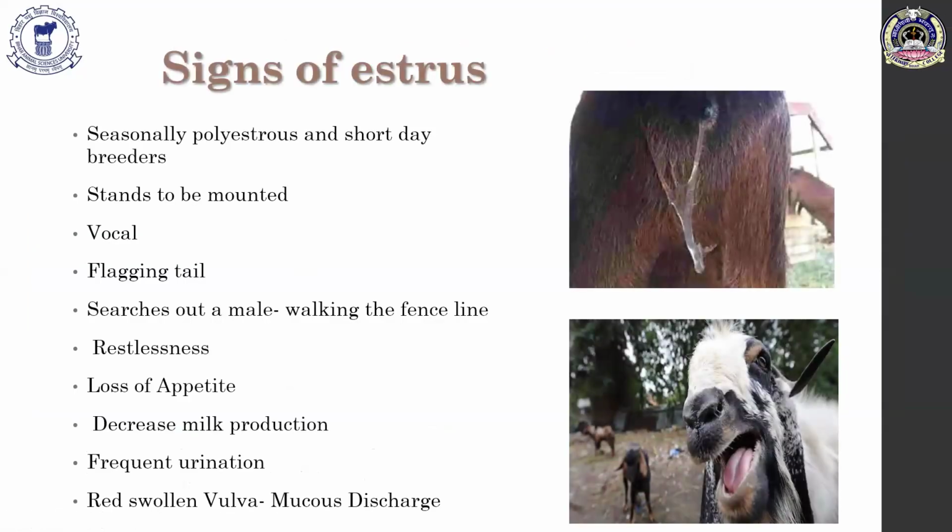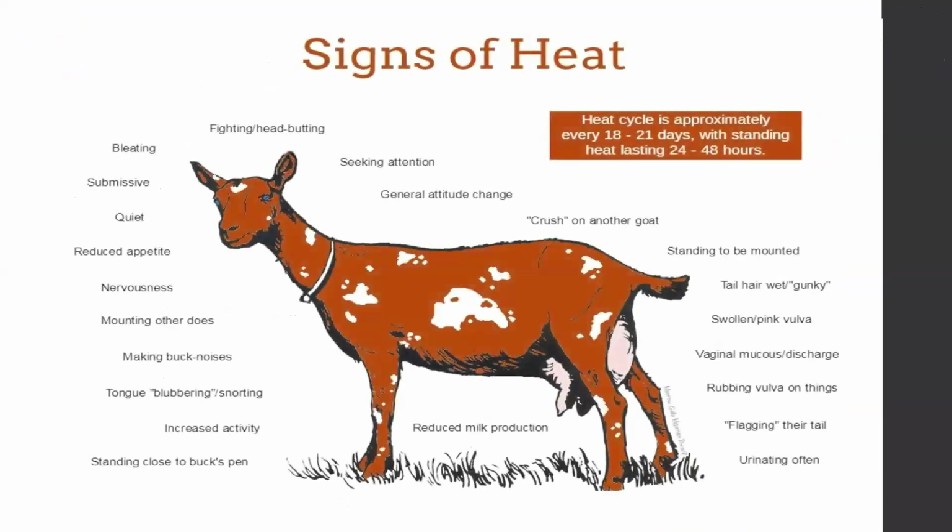What are the signs we find in females for estrus? It is a polyestrus and short day breeder. The animal is reluctant to mount. Vocal voices are produced. The flagging of the tail will be shown. The females search out males, walking along the fence lines. Restlessness we will find. There will be loss of appetite. The production of milk will decline. The female will start urinating frequently. The vulva becomes swollen and red and there will be mucus discharge.